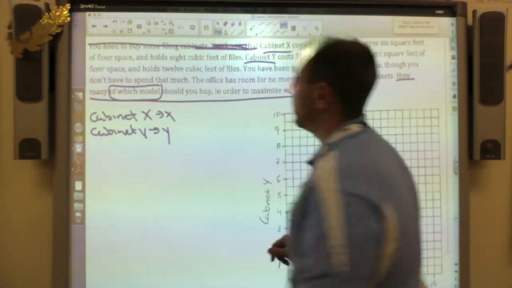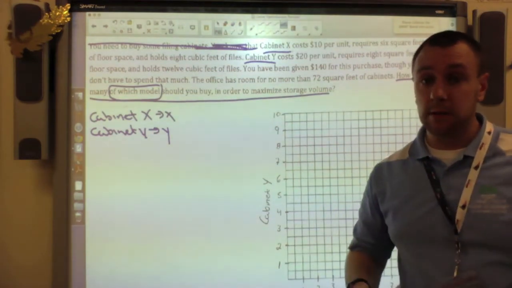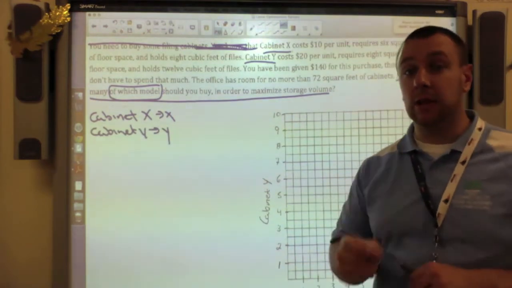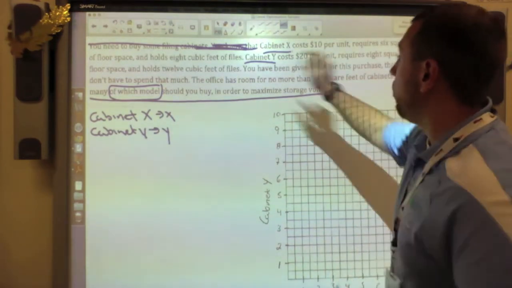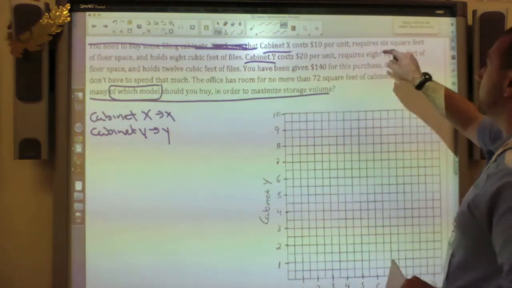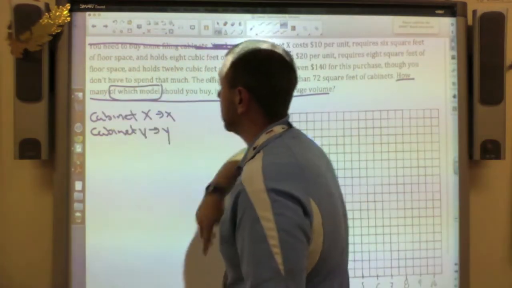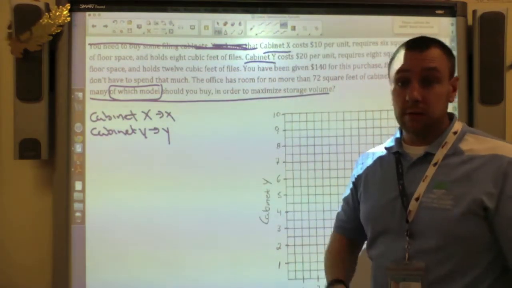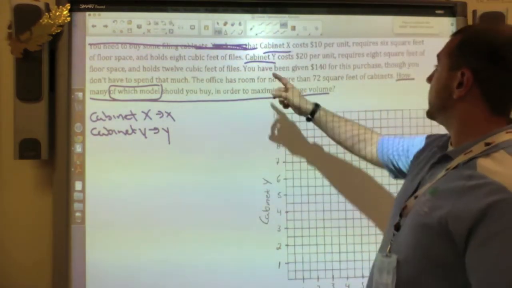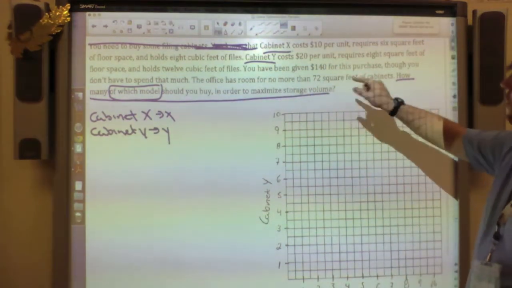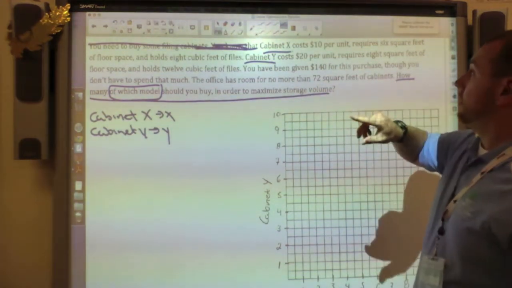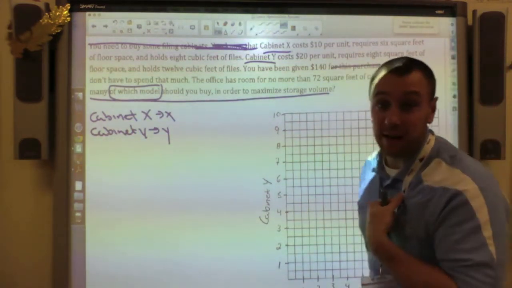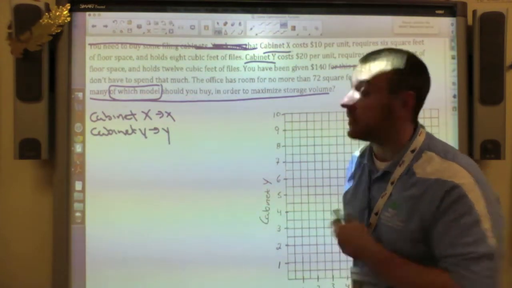Cabinet X costs $10 per unit, requires 6 square feet of floor space, and holds 8 cubic feet of files. Those are all numbers. They might not look like it because they're written out, but those are all numbers in units that you need. Okay? Cabinet Y costs $20 per unit, requires 8 square feet of floor space, and holds 12 cubic feet of files. Important, okay? You have been given $140 for this purchase, okay? Do you care if it's for this purchase? I don't care. I've been given $140. That's how much I can spend, okay?